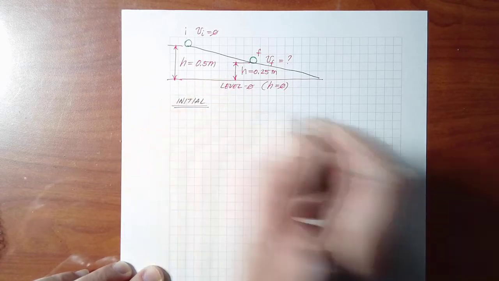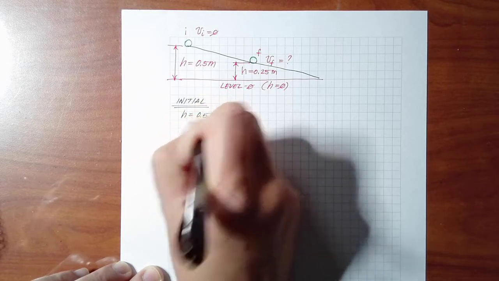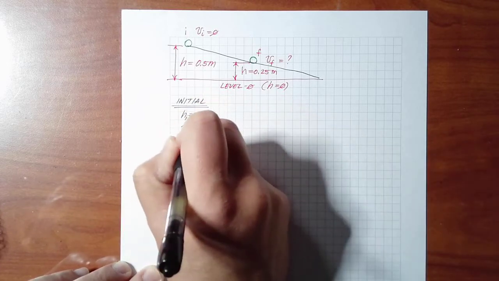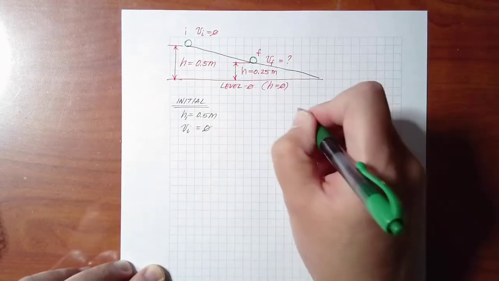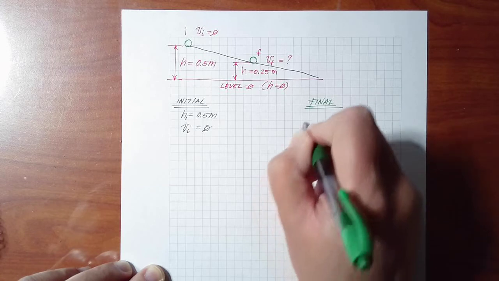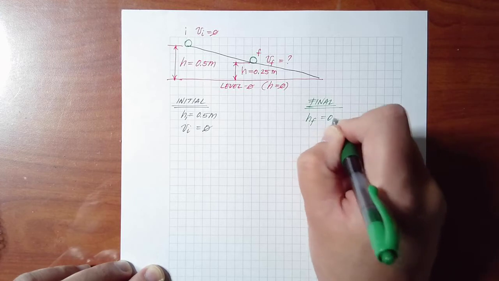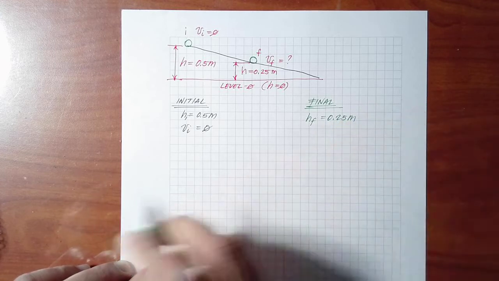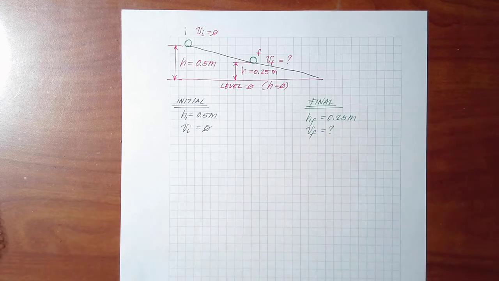So our initial height is equivalent to 0.5 meters, while our initial velocity is set at 0 meters per second. So there's no movement. While our final condition, where we have h final, this time it's not 0, so that's 0.25 meters, while we want to figure out the final velocity. Okay. So final velocity. Let's proceed with the initial part.